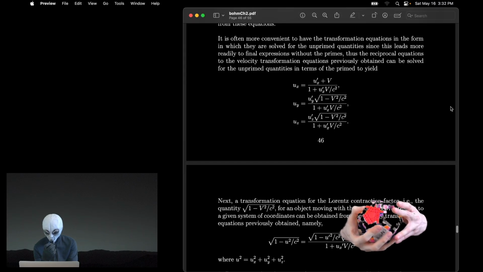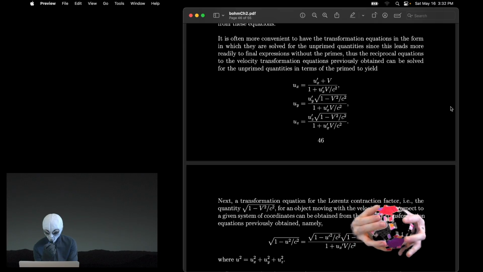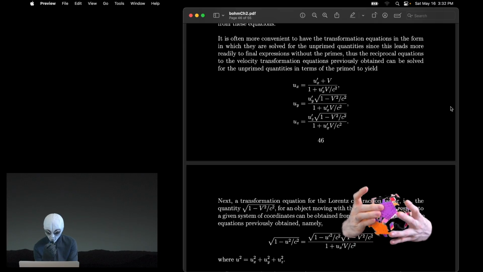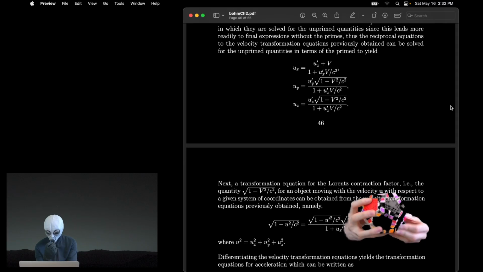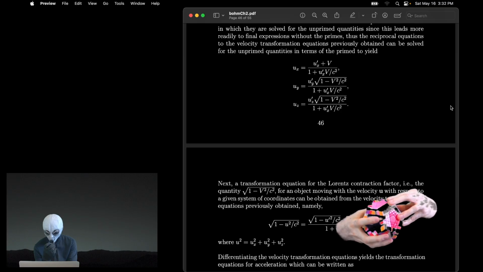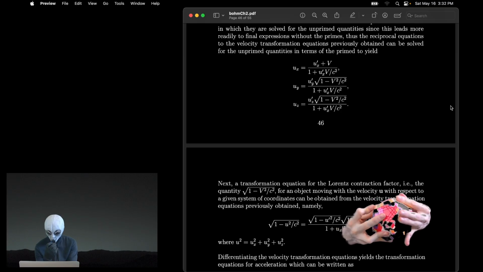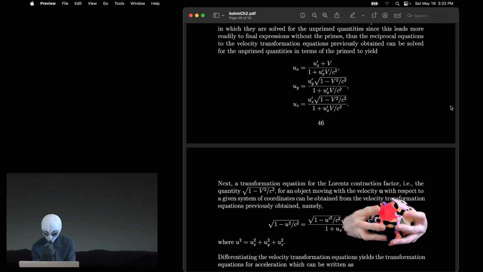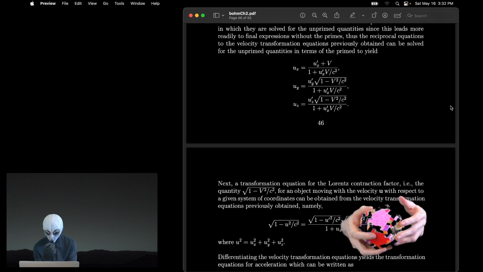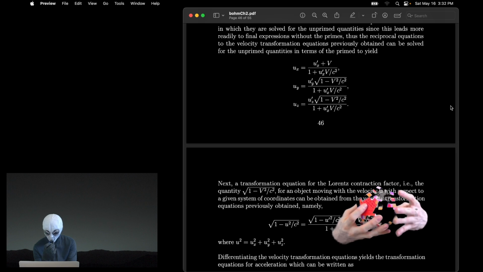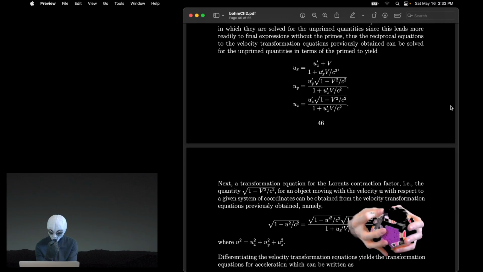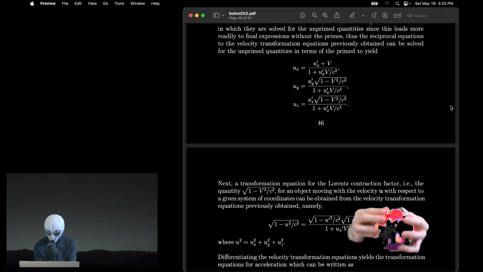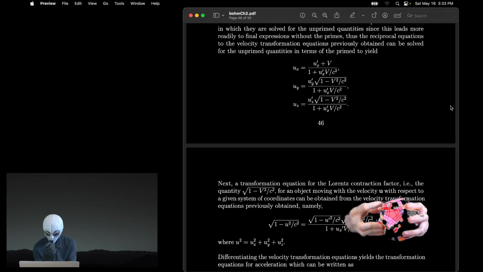Thus, the reciprocal equations to the velocity transformation equations previously obtained can be solved for the unprimed quantities in terms of the primed to yield u sub x equals a fraction with a numerator of u sub x prime plus capital V all over a denominator of 1 plus u sub x prime then times capital V over lowercase c squared. And then we have that u sub y equals a fraction with the numerator of u sub y prime then times the square root of 1 minus capital V squared over c squared all over a denominator of 1 plus u sub x prime then times capital V over c squared.